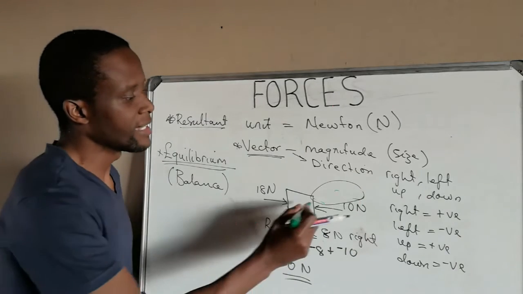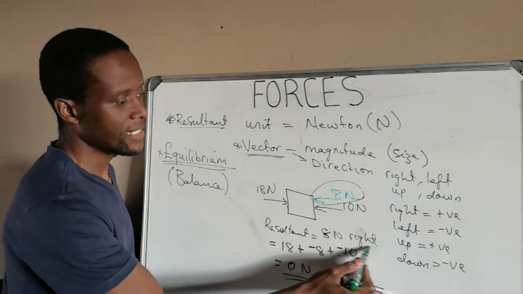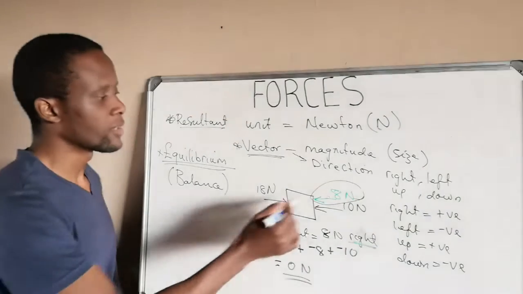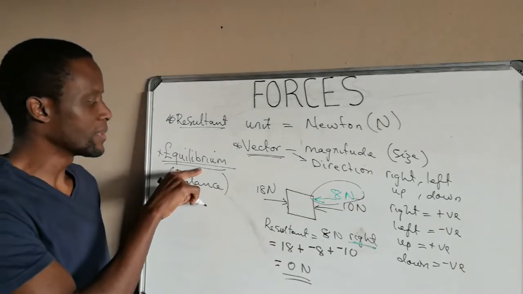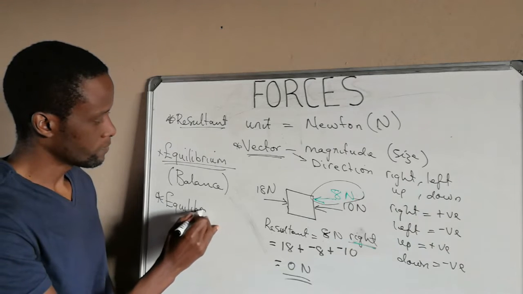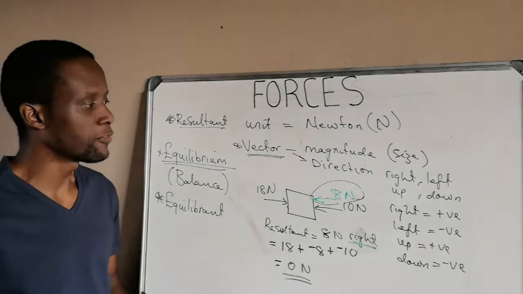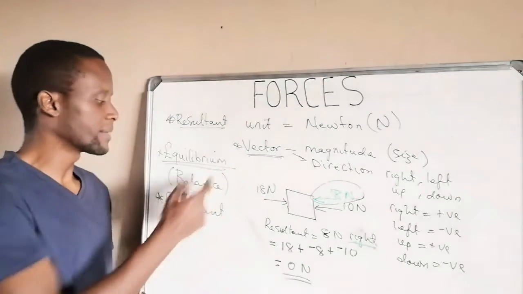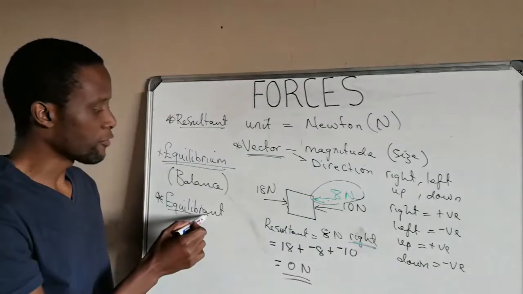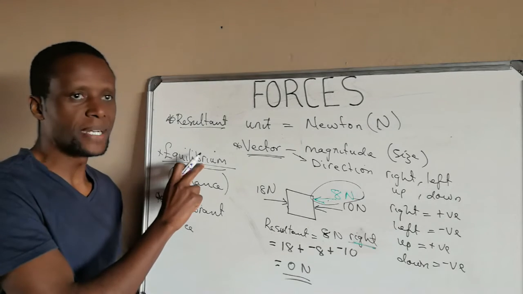Our resultant without this 8 is 8 newtons going to the right. But when we bring in this 8 newtons, the one in green, it is exactly opposite to the direction of the resultant. This force that is causing equilibrium will be known as the equilibrant. So the equilibrant is basically a force that brings about equilibrium. That is why even the name is derived from equilibrium.